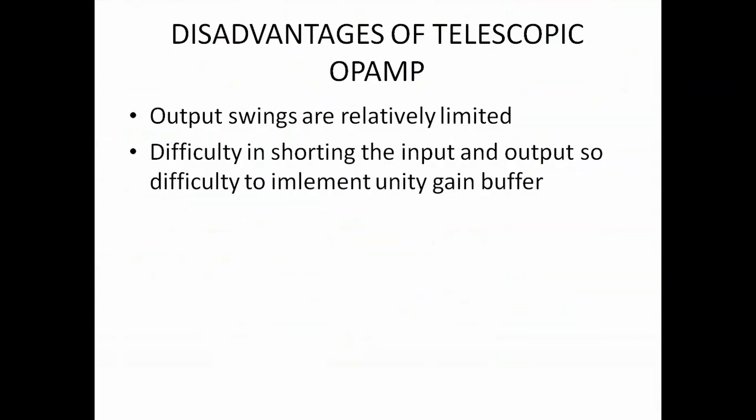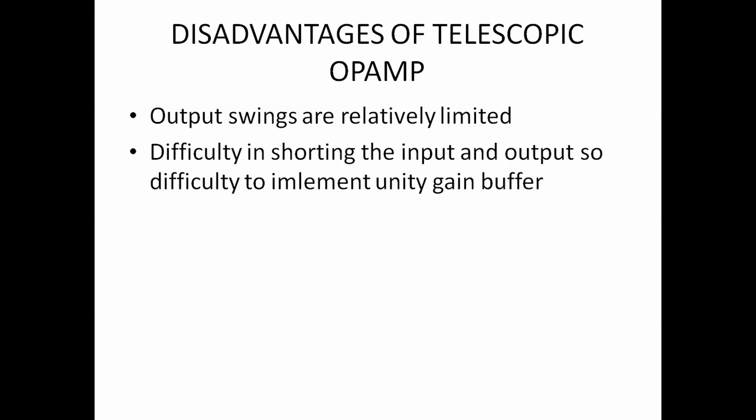Okay, so next we come to the drawbacks of this telescopic op-amp, the disadvantages of telescopic op-amp. So the drawbacks of telescopic op-amps are the output swings are relatively limited. Then the second one is difficulty in shorting the input and output, so difficulty to implement a unity gain buffer. That is the most important drawback of telescopic op-amp.